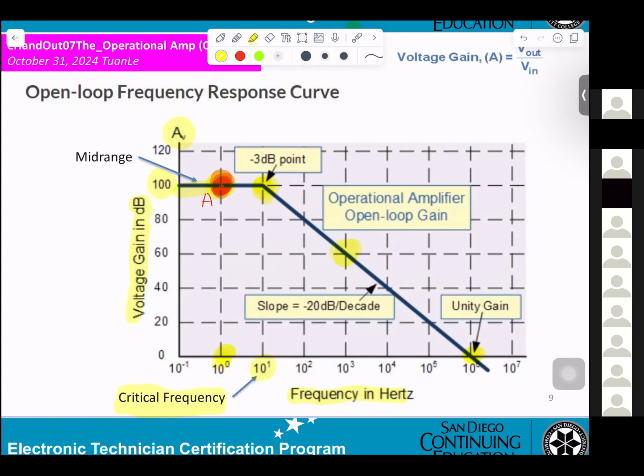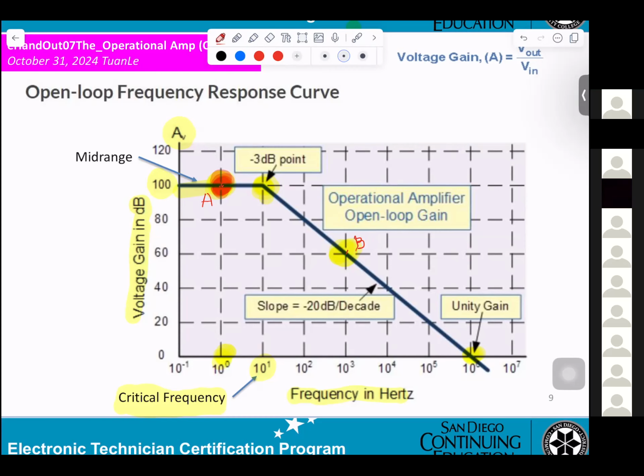Did you pick where 1,000 is at? 10 to the 3. I pick this point. Right, that yellow dot. The frequency there is 10 to the 3, so that's 1,000 hertz. Correct. What is the gain? The gain is 60 dB.